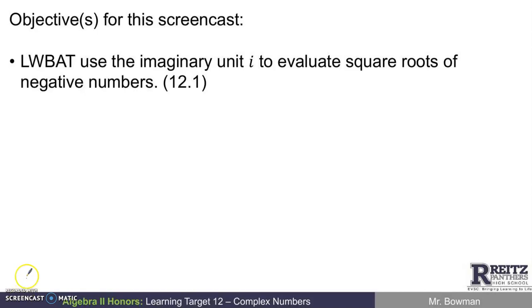The objective of this screencast is learners will be able to use the imaginary unit i to evaluate square roots of negative numbers.